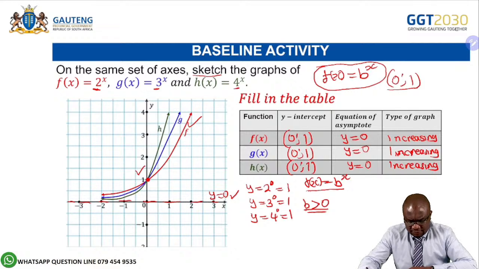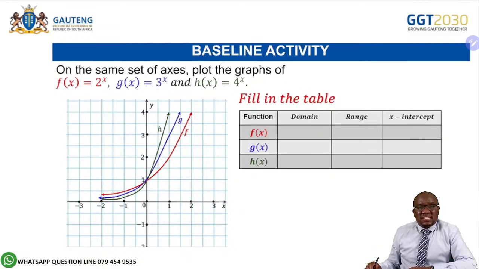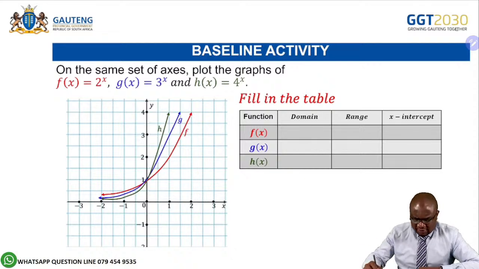Right, let's discuss the other key features. The domain, the range, and the x-intercept, okay? Right, we talked about the y-intercept in the previous one.